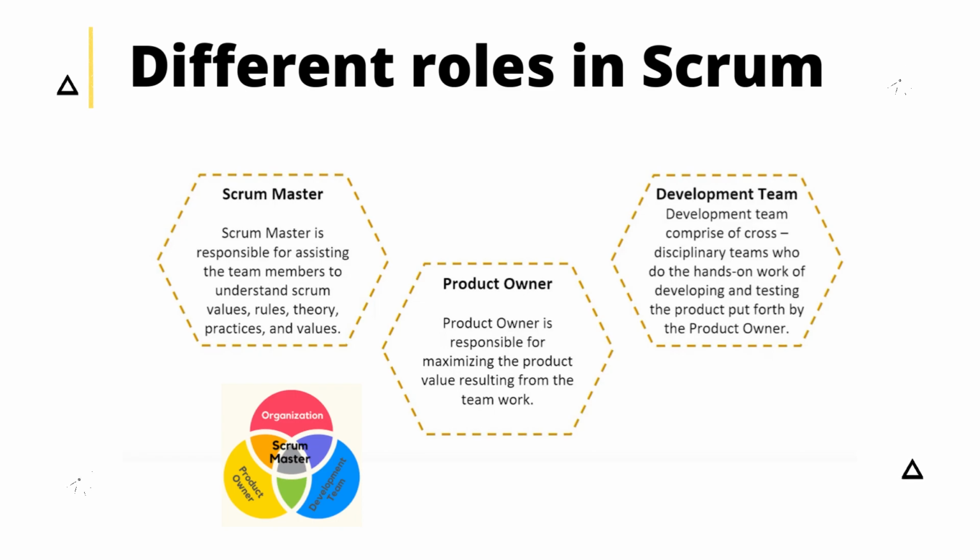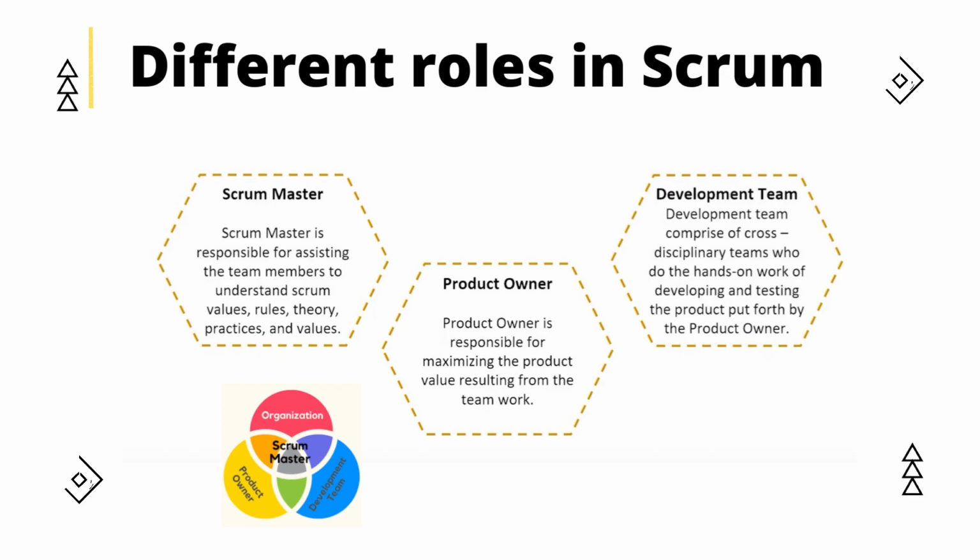Next is the Scrum Master. Scrum Master is the coach and servant leader of the Scrum team. They help the Scrum team to perform at their highest level. They are also responsible for making everyone in the team understand Scrum theory, roles, practices, and values. They protect the team both from internal and external disturbances.